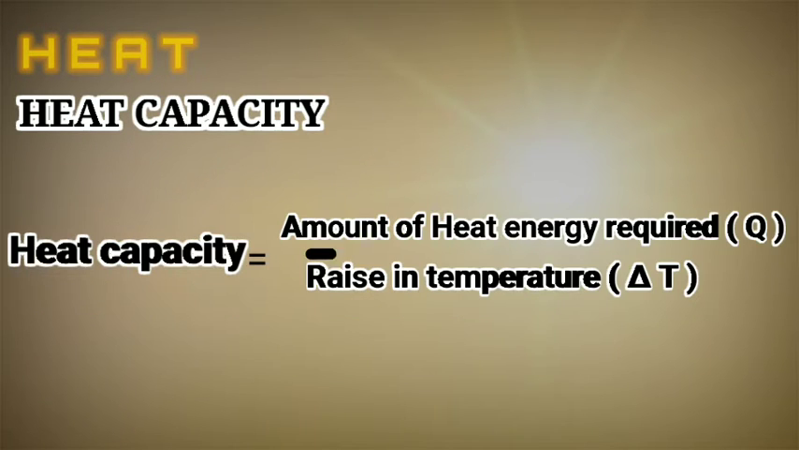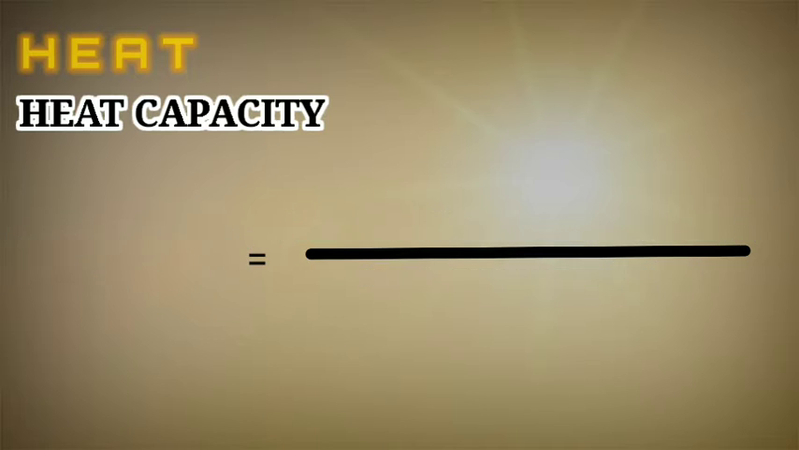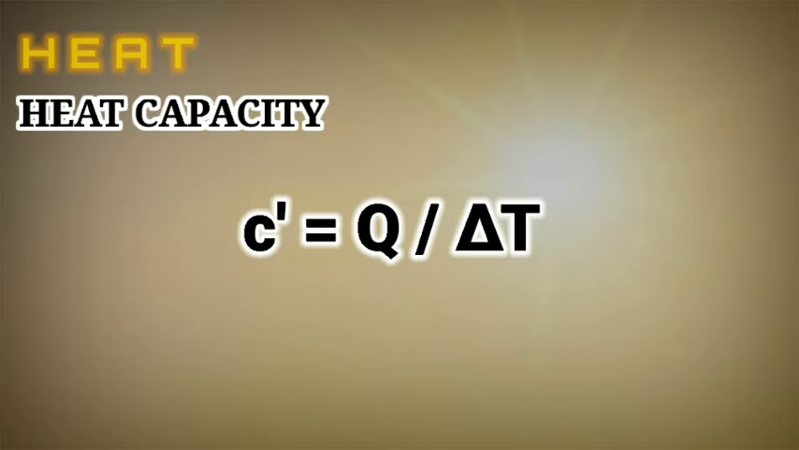Next, heat capacity. Heat capacity is defined as the amount of heat energy required by a substance to raise its temperature by 1 degree C or 1 Kelvin. It is denoted by the symbol C dash. Heat capacity is equal to amount of heat energy required, that is capital Q, divided by rise in temperature delta T. Therefore, C dash is equal to capital Q by delta T.